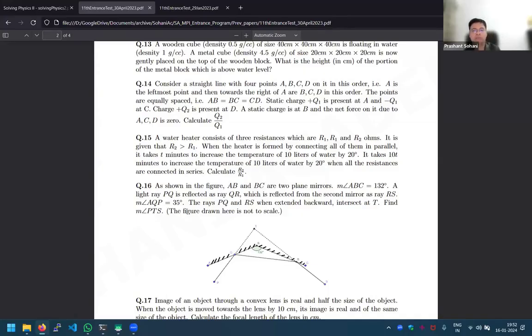Like for example, finally, if you let us read the question from the end to the start, which is an unconventional way of doing it. Finally, they want us to calculate R2 upon R1, right? So we only care about the ratio of those values.